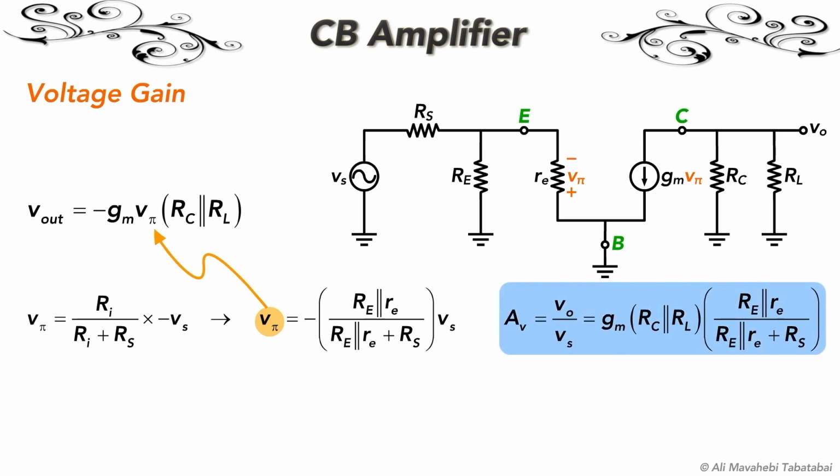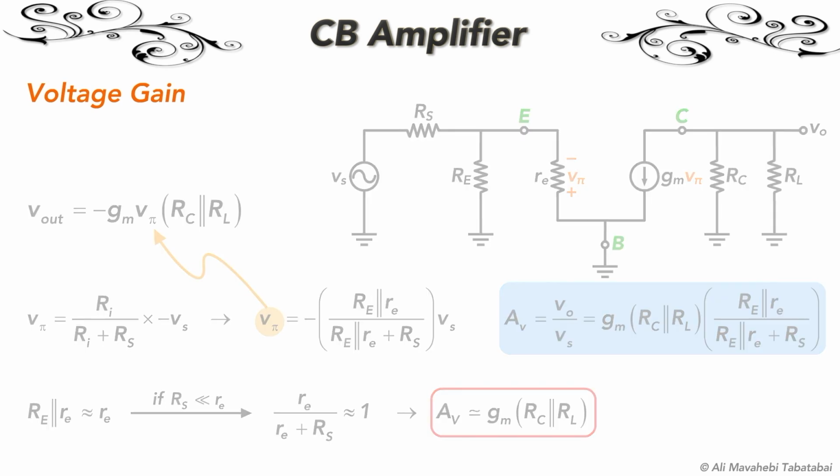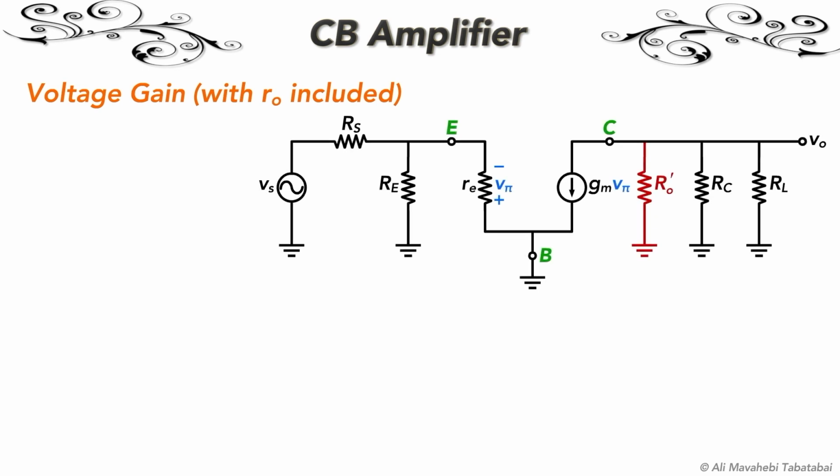We can make some approximations and simplify the voltage gain. The parallel combination of capital Re and a small re is approximately equal to a small re. Now, if the source resistance is much smaller than the small signal Re resistor, this term will approximately be equal to 1, and the voltage gain is simplified to this equation. To include the effect of transistor's output resistance, when calculating the voltage gain, we have to consider the output resistance R'o that we calculated earlier.